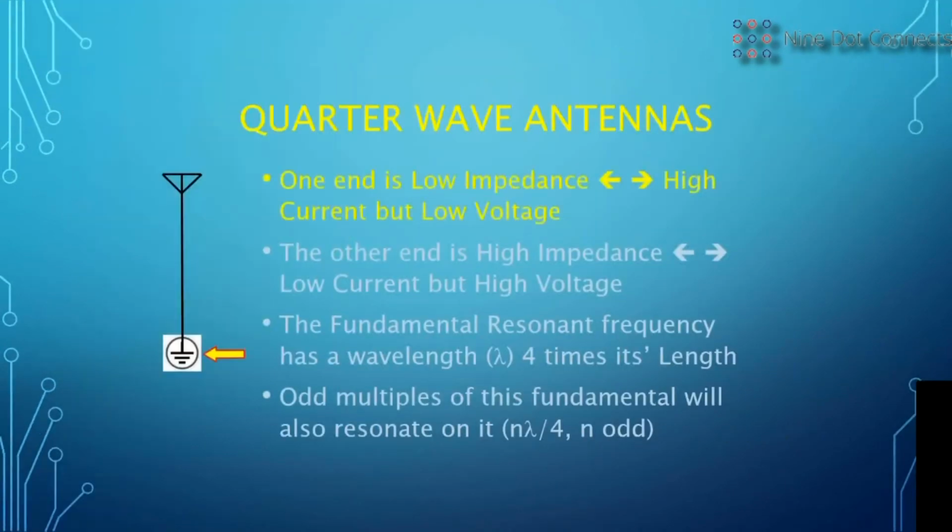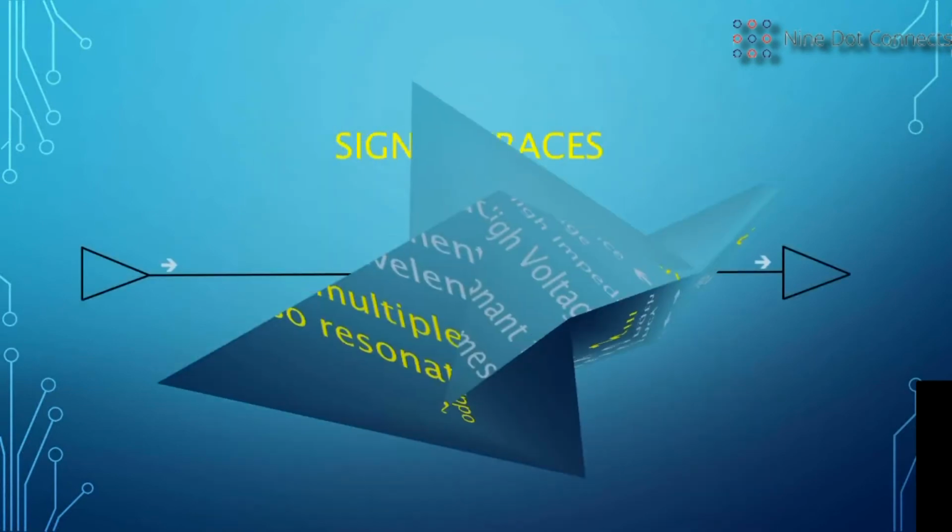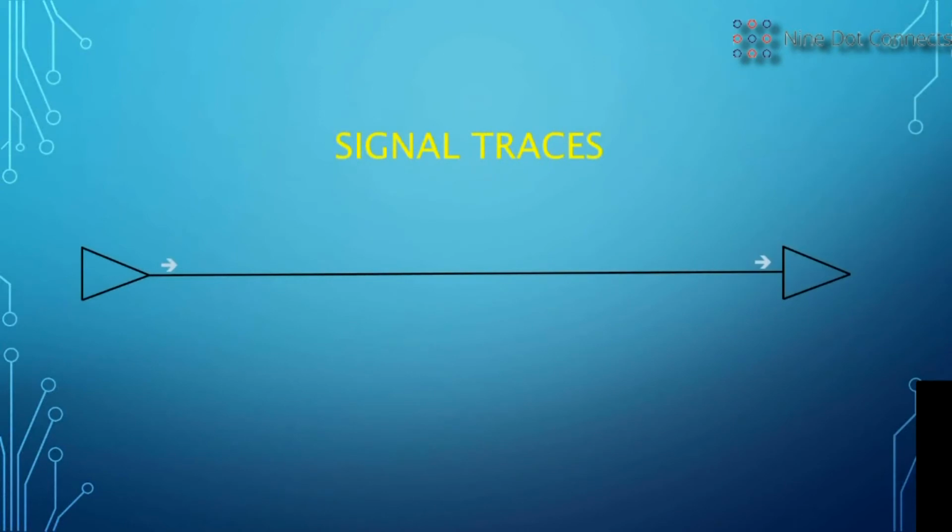One end is a low impedance, which corresponds with high current but low voltage. The other end is a high impedance, which corresponds with low current but a high voltage. The fundamental resonant frequency has to have a wavelength 4 times its length. That's why we call it a quarter wave antenna. Odd multiples of this fundamental will also resonate on it, i.e. n times a quarter wave. So what can we do with that? I don't know, let's take a look at a typical signal trace.